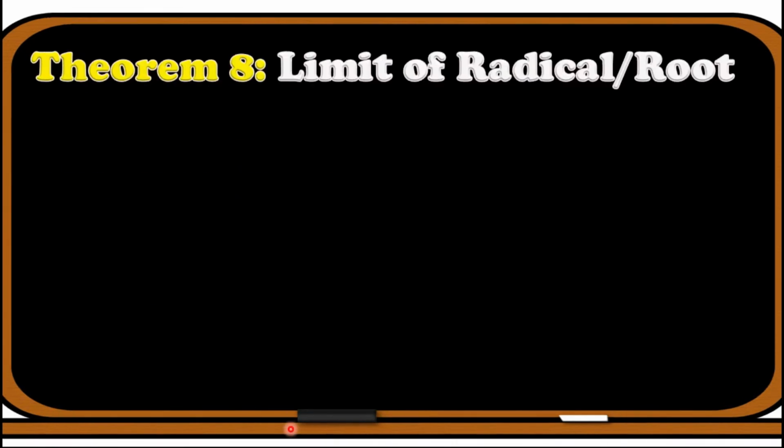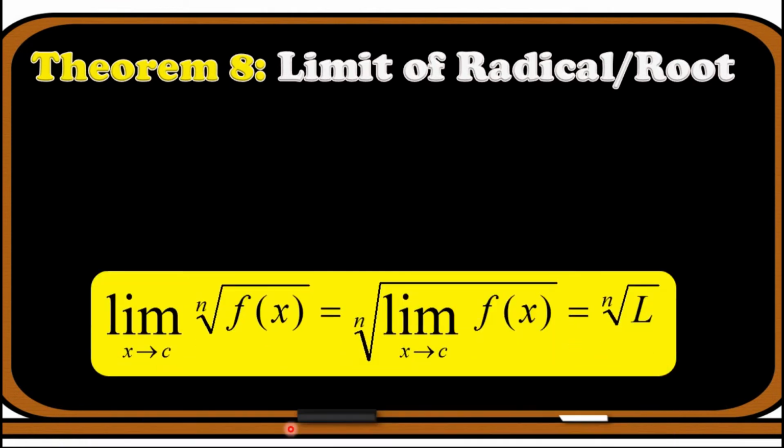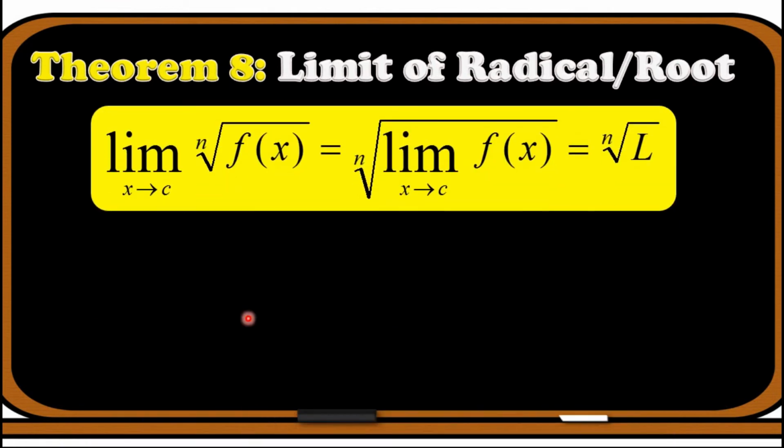Theorem number 8, limit of radical or root. This theorem states that if n is a positive integer, then the limit of the nth root of a function is just equal to the nth root of the limit of the function, provided that the nth root of the limit is a real number. Thus, it is important to keep in mind that if n is even, then the limit must be positive. Because once the limit is negative, we cannot take the even root of a negative number.